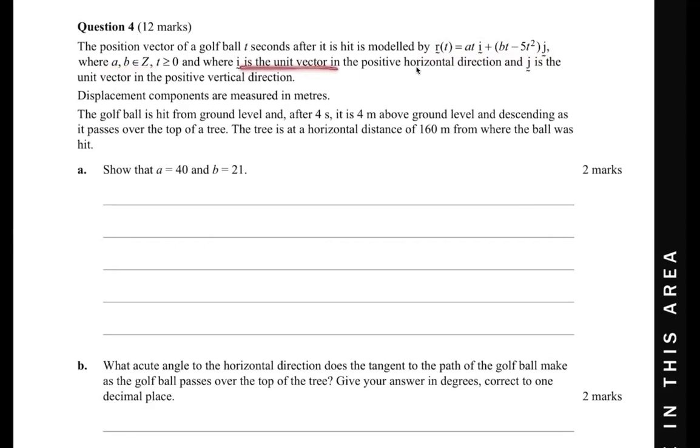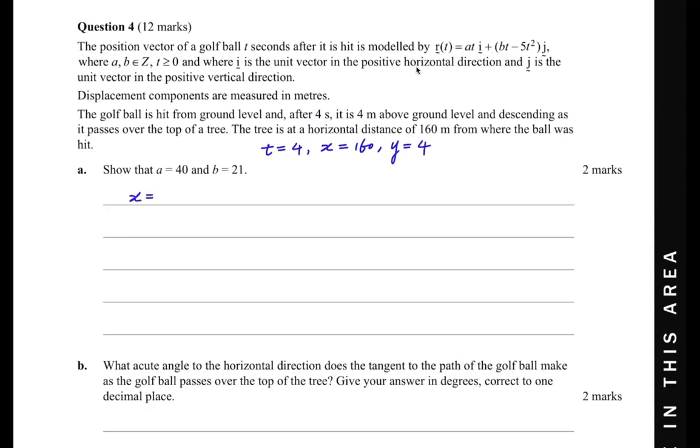i is the unit vector in the positive horizontal direction, and j is the unit vector in the positive vertical direction. Displacement components are measured in meters. The golf ball is hit from the ground level, and after 4 seconds, it's 4 meters above the ground level and descending as it passes over the top of the tree. The tree is at a horizontal distance of 160 meters from where the ball was hit. So t equals 4, x equals 160, y equals 4. Show that a equals 40 and b equals 21.